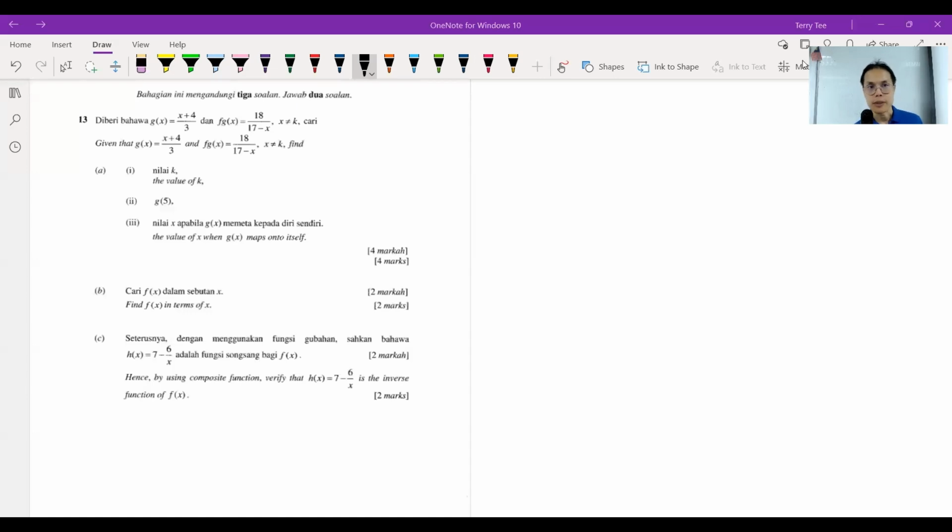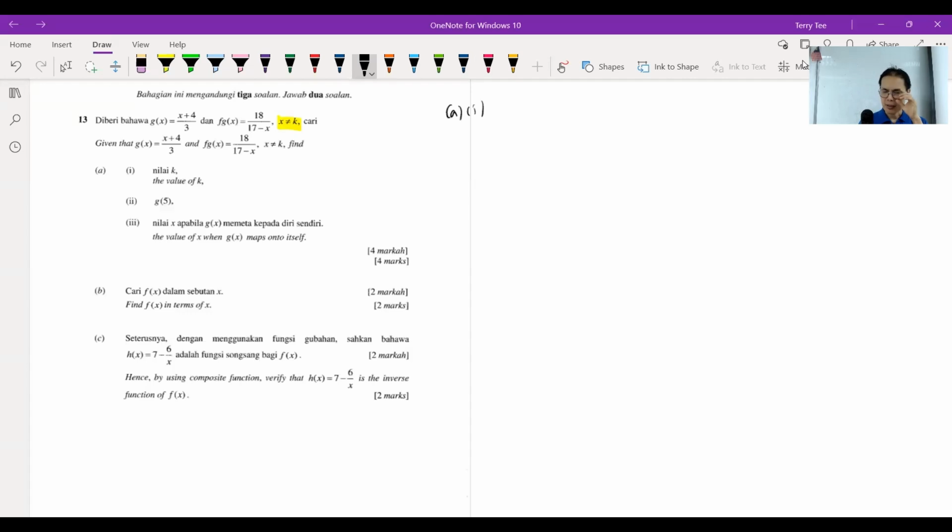Okay, let's move on to bahagian B, starting with question number 13. Diberi bahawa, this is from the chapter Fungsi, a function. Diberi bahawa g(x) equals (x plus 4) over 3 and fg(x) is 18 over (17 minus x). Okay, they say cari nilai k.